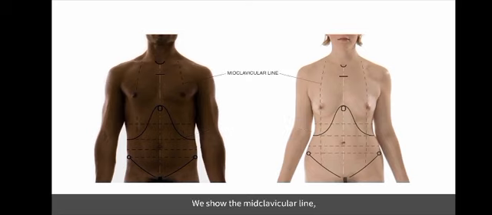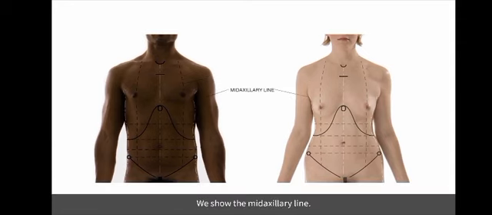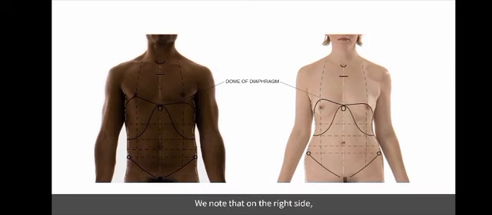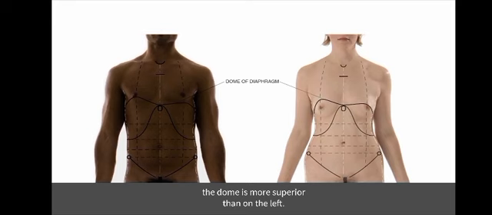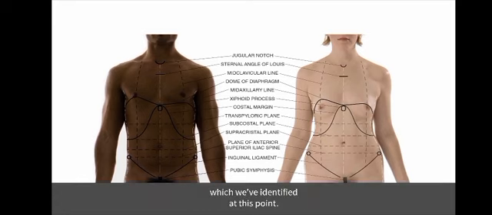We show the midclavicular line. We see it passing approximately through the nipples. And we show the mid-axillary line. We see the dome of the diaphragm here. We note that on the right side, the dome is more superior than on the left. We now summarize the structures which we've identified at this point.